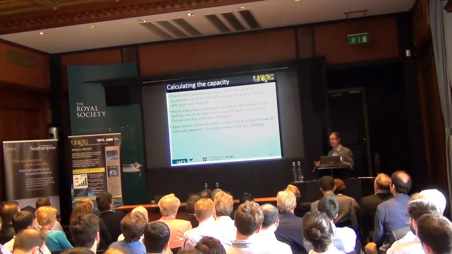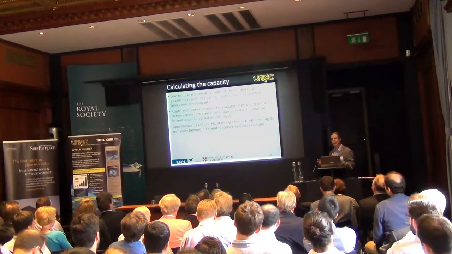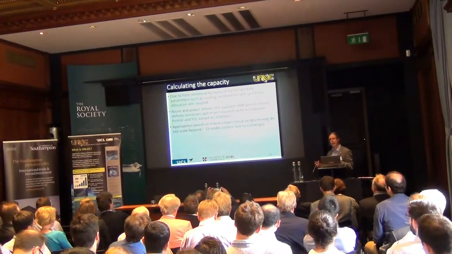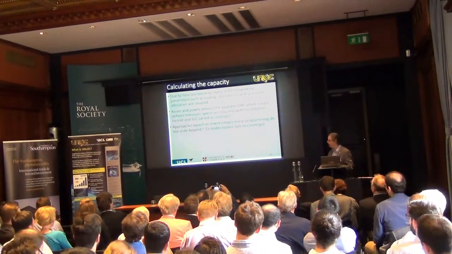The problem we're seeing at the moment is that the current approach, which applies to the whole network, is based on mixed integer linear programming. Typically it doesn't scale very well once you go beyond maybe 15 nodes. The solver fails to converge, and that's even with uniform traffic. If we try to go to non-uniform traffic, it really struggles.